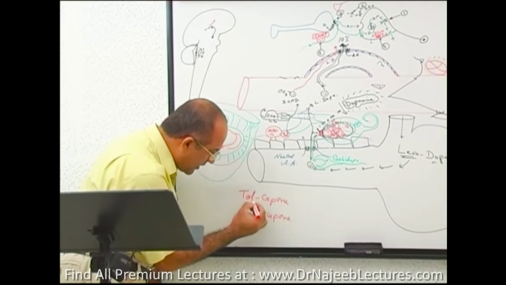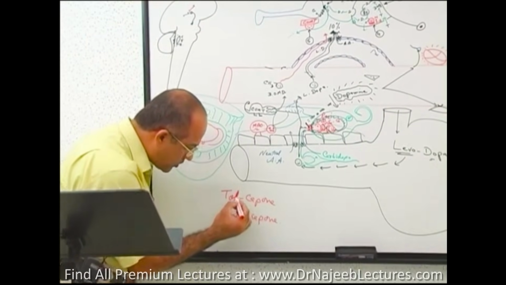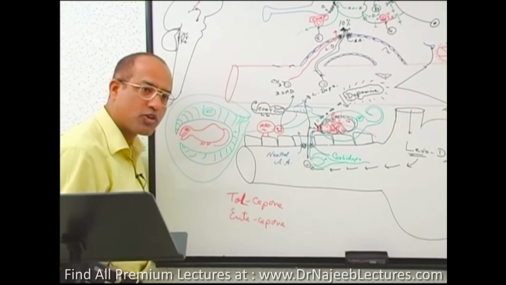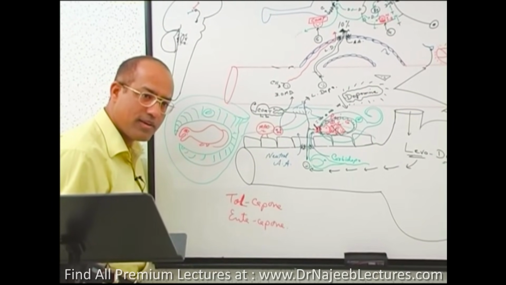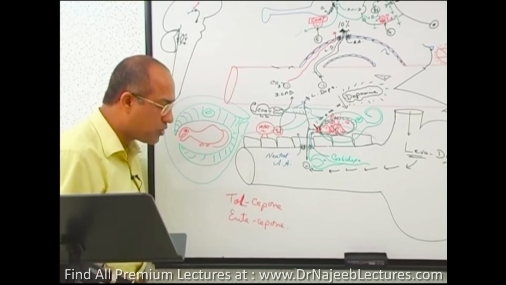Tolcapone has L in its name. You know what it should remind you? It is toxic to L. L means liver. Tolcapone is toxic to the liver. This is number one thing. That is why usually we don't use Tolcapone.